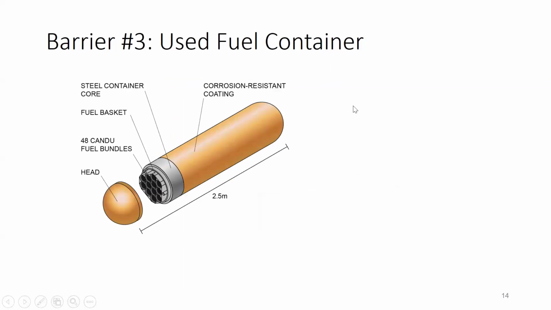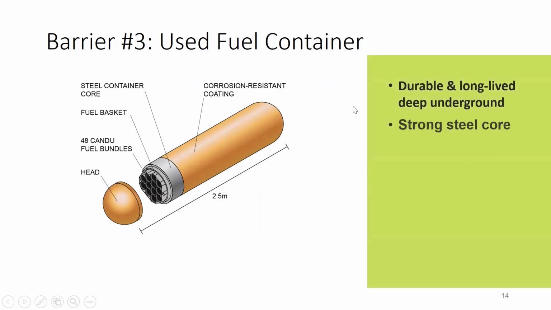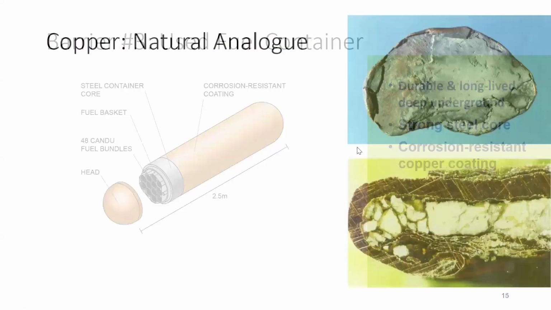Next is the used fuel container. There's quite a bit of engineering that goes into this, and this is intended as one of the main barriers to release. It's durable, long-lived, deep underground, with a strong steel core and corrosion-resistant copper. We'll really go into especially the corrosion resistance of the copper. That'll be the other major topic we'll touch on for today's lecture.